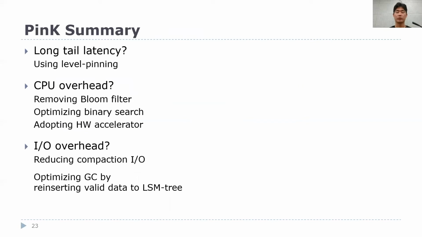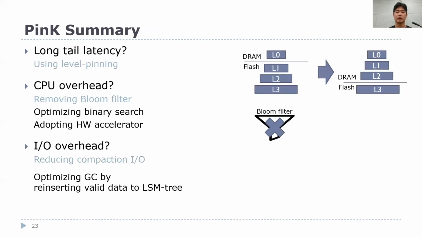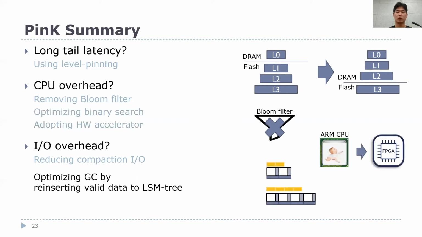The PinK we presented removes the Bloom filter, which has a lot of CPU overhead and causes long tail latency. By using level pinning instead of the Bloom filter, PinK can bound the tail latency and reduce compaction I/O. Also, it optimizes search overhead and adopts a hardware accelerator for compaction to reduce CPU overhead. Please refer to the paper for the explanation on reducing the I/Os in garbage collection.